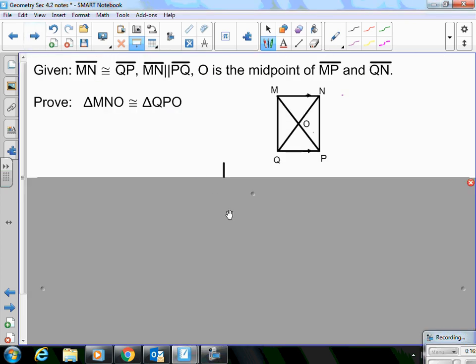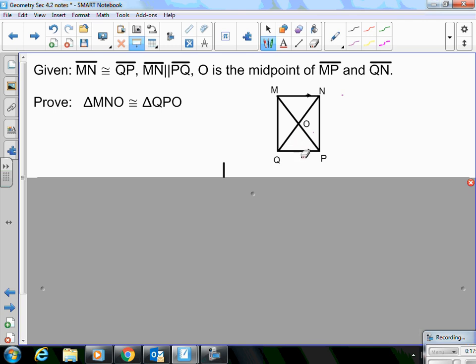All right, so here we have an actual proof. Given that segment MN is congruent to segment QP, and segment MN is parallel to segment PQ, O is the midpoint of segment MP and segment QN. Prove that triangle MNO is congruent to triangle QPO. So MNO is this top triangle. We're trying to prove it congruent to QPO, the bottom triangle.